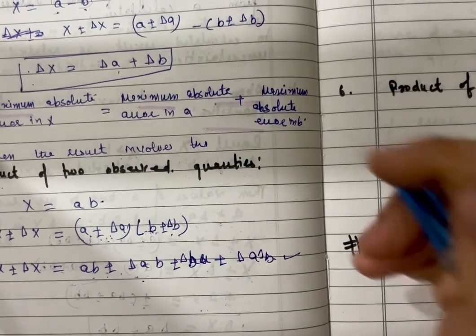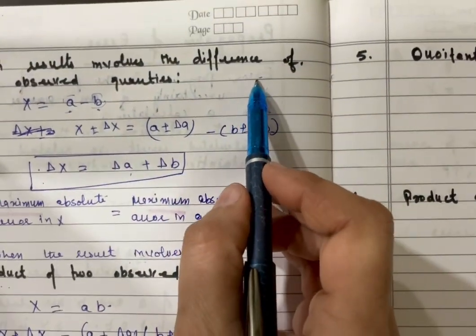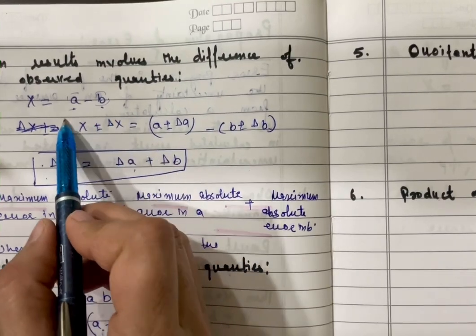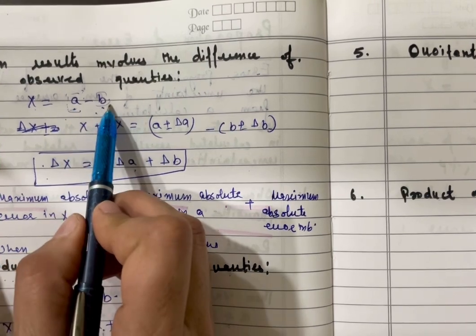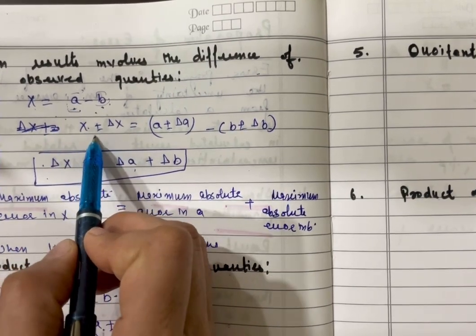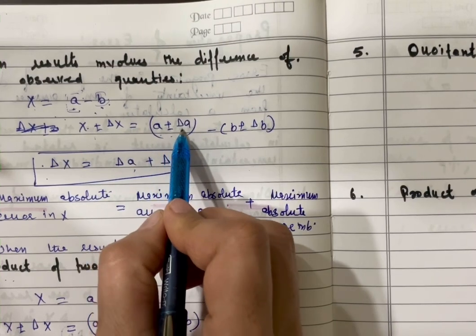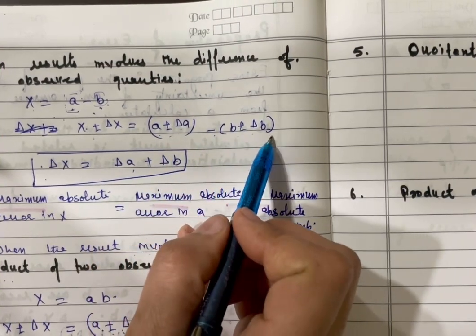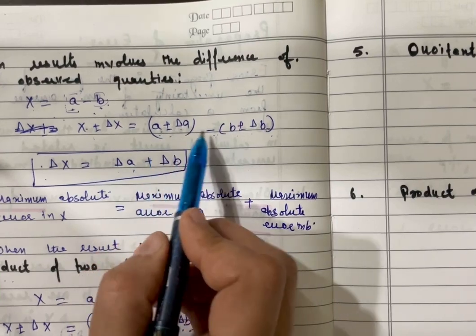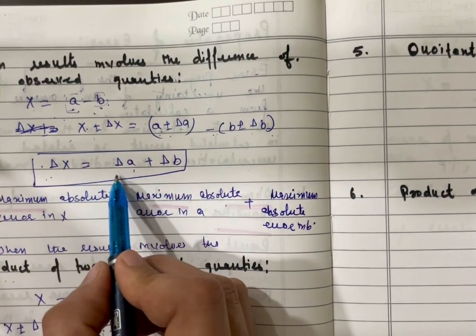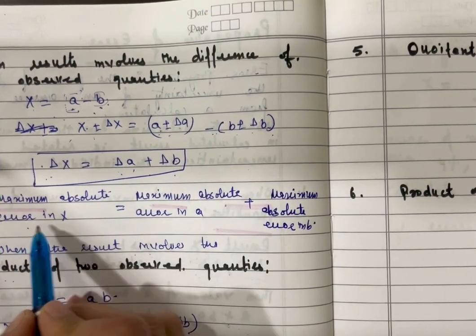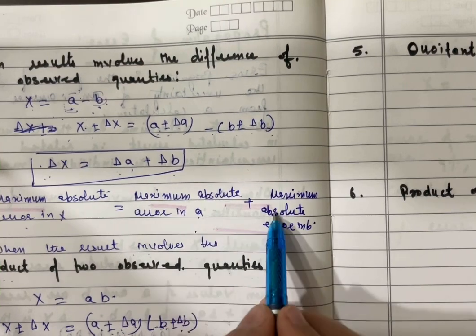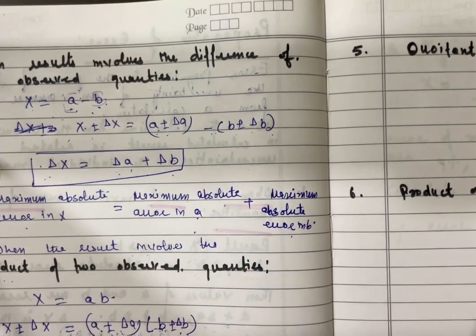Second, we will discuss when the result involves the subtraction or difference of two observed quantities. So x is equal to A minus B. Clear? We have two individual measurements, A and B. Then x plus minus delta x will be equal to A plus minus delta A minus B plus minus delta B, and A minus B goes with x, so we get delta x is equal to delta A plus delta B. So same result. The maximum absolute error in x is equal to the maximum absolute error in A plus the maximum absolute error in B. So this is when there is a subtraction.